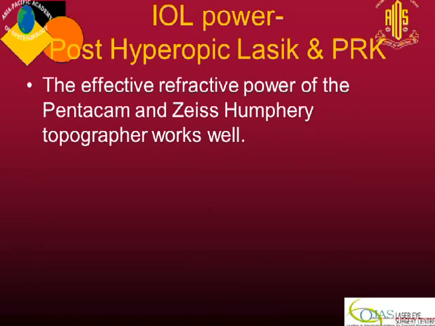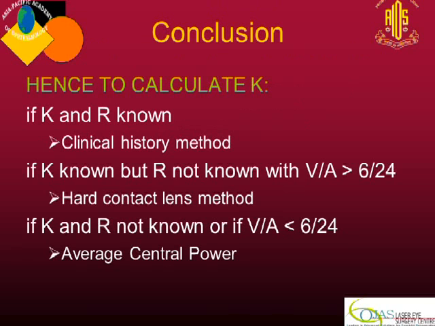In cases of post-hyperopic LASIK and in RK, the effective refractive power of the Pentacam and the Zeiss Humphrey topographer works very well. Hence, in conclusion, to calculate the K, if the K and the refraction are known, then the clinical history method still works very well. If K is known but the pre-op refraction is not known, with a visual acuity of more than 6/24, where a cataract has not yet developed, then the hard contact lens method is still very good.